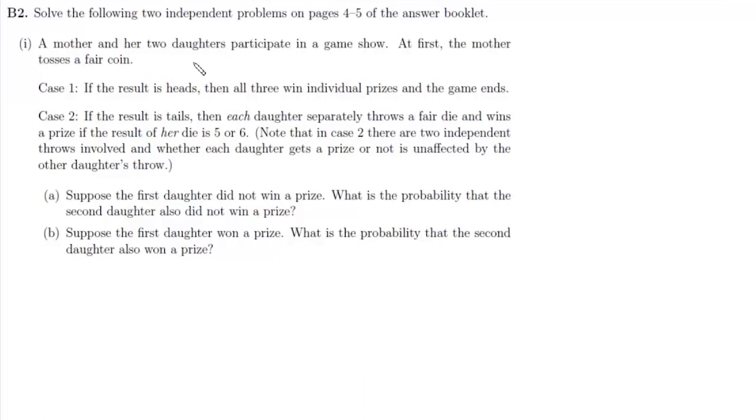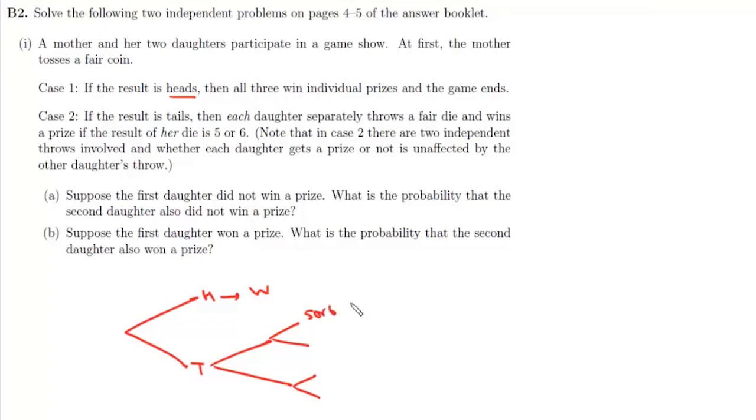Now here the question is, a mother and her 2 daughters participate in a game show. At first, the mother tosses a fair coin. If the result is heads, then all 3 win individual prizes and the game ends. And if the result is tails, then each daughter separately throws a fair die and wins a prize if the result of the die is 5 or 6. Now first, the mother tosses a coin, and if she gets heads, then all of them win. And if it is tails, then both the daughters roll a die, and if they get 5 or 6, they win, else they lose. So for both of them, we'll have these conditions.